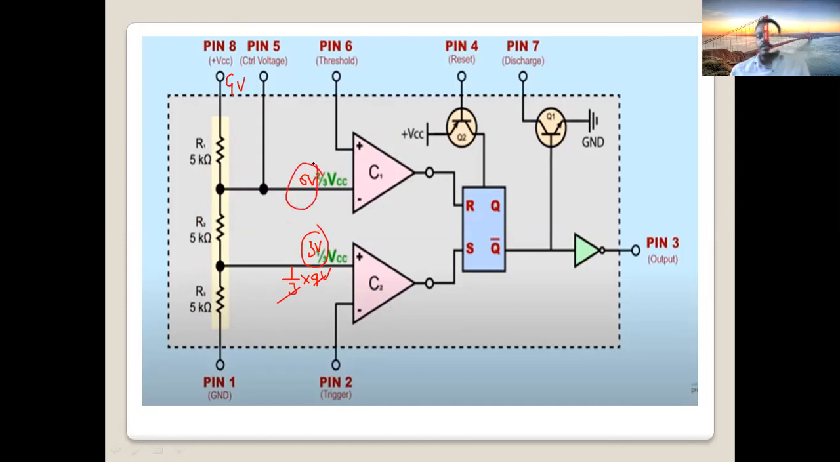comparator C2. That's why the first part of the 555 timer consists of 3 resistors in series. They are used to divide the battery voltage into 2 parts. 2/3 VCC for comparator 1, 1/3 VCC for comparator C2.